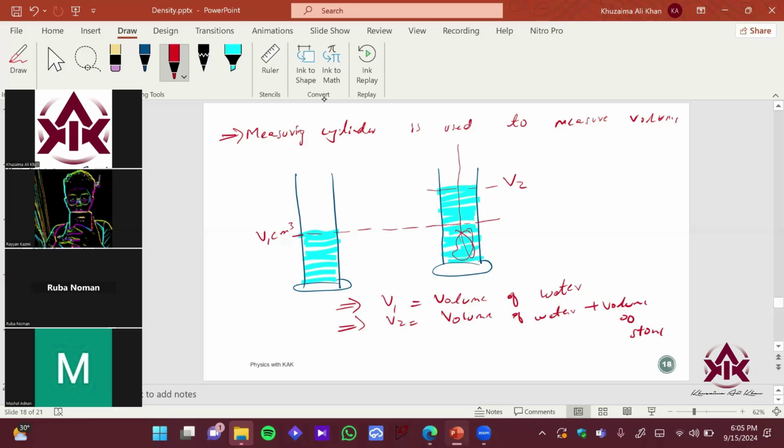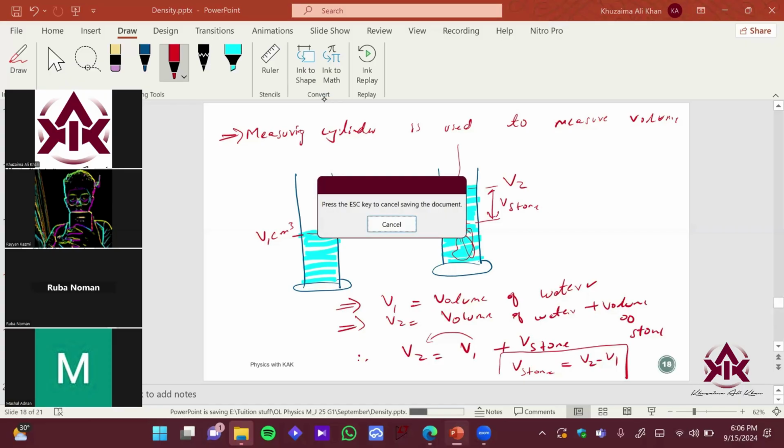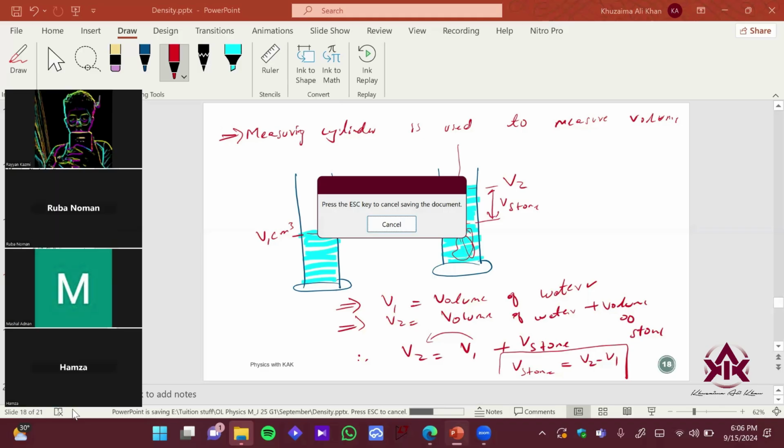So if I write down the equation now, V2 is V1, which was the volume of water, plus the volume of stone, right? If I want to find the volume of stone, I will move this over there. So the volume of stone is basically just the difference between the two values. And it should make sense, right? The water that has risen is basically due to the volume of stone. Does that make sense? Okay, I hope it makes sense.